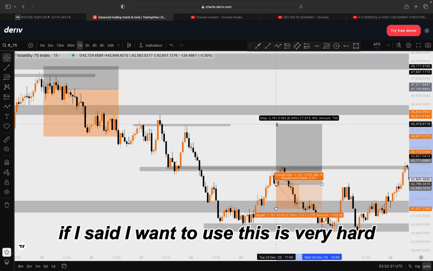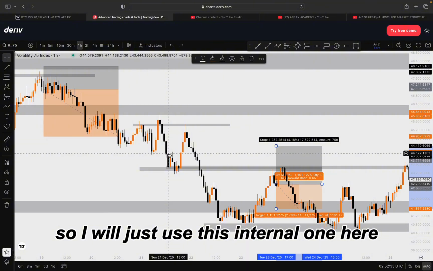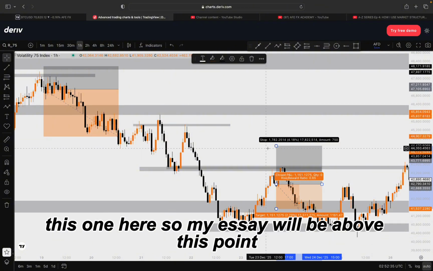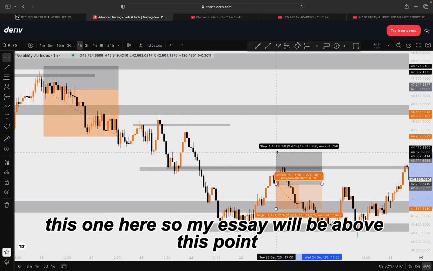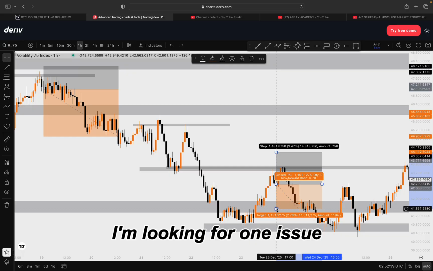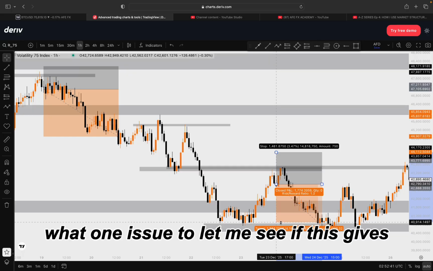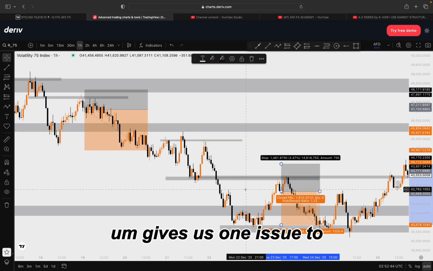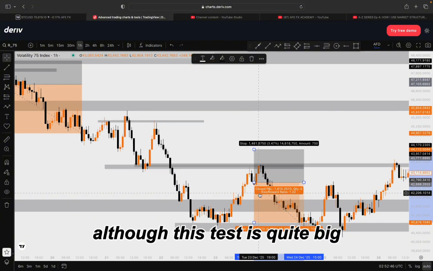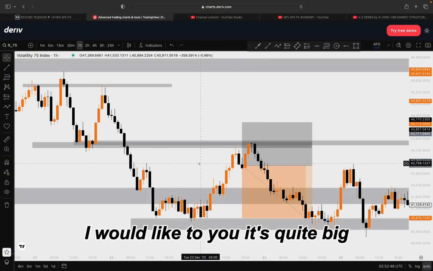If I say I want to use this, it is very high, so I will just use this internal one here. My SL will be above this point. I'm looking for 1:1, 1:2. Let me see if this gives us 1:2. Though this SL is quite big, I would like to use quite big.